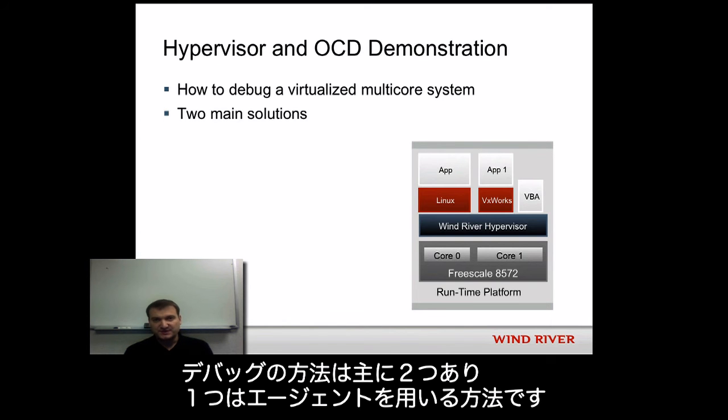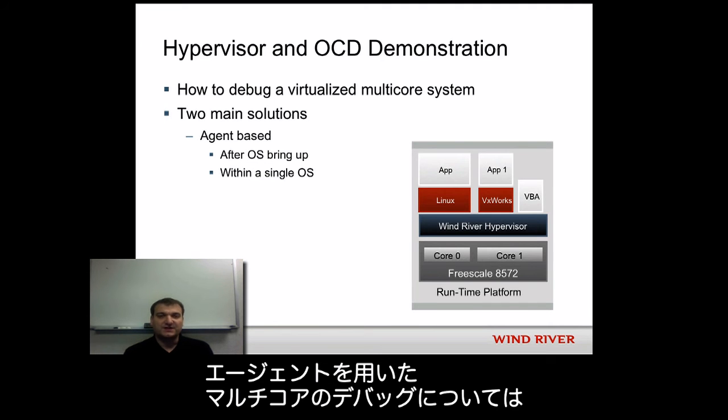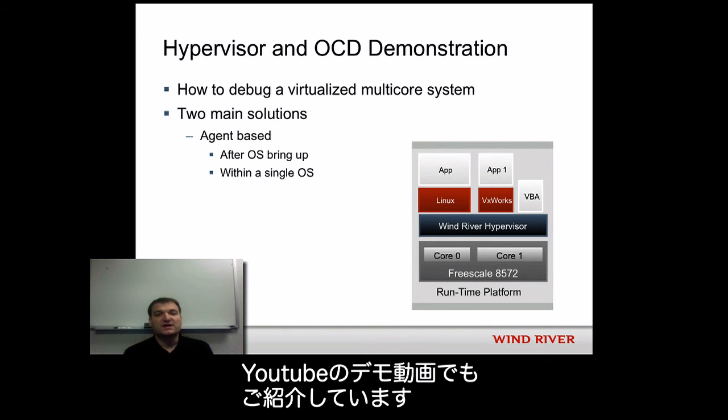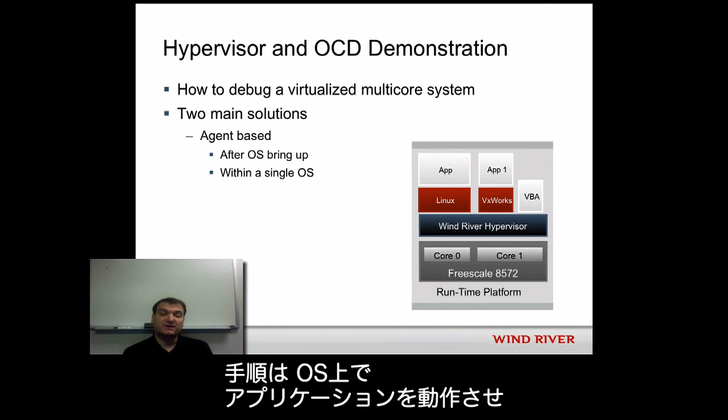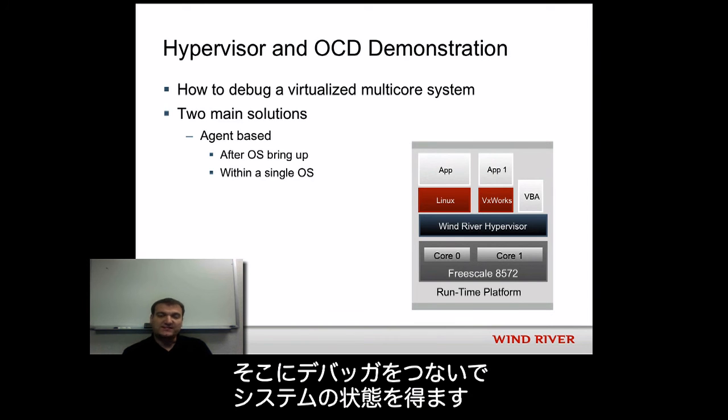Now, there's two main solutions that people use when they start debugging. One solution is called the agent-based solution, and there are other videos available on YouTube that I've made that show you how you can start debugging multi-core systems using agents. Basically, you run a software piece inside of the operating system, and then your debugger connects to that software piece and gathers the information about the operating system and feeds it back to the debugger.